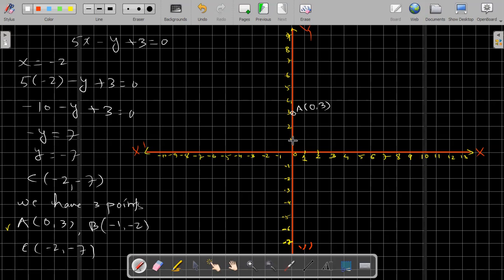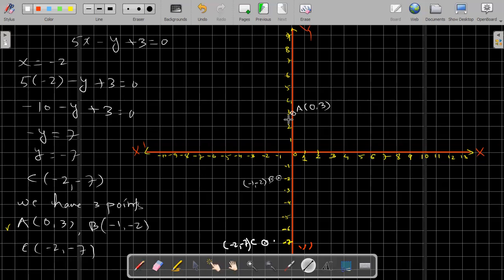The second point is -1, -2. x is equal to -1 and y is equal to -2. So on the x-axis -1, on the y-axis -2. They will meet at this point. So this point will represent point B. Coordinates are -1 and -2. The third point is -2, -7. Then -2 and -7 is here. This is point C, -2 and -7.